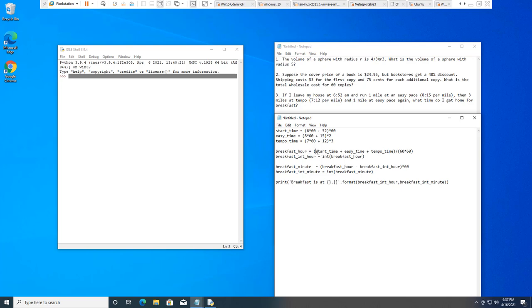My breakfast hour is my start time at 6 a.m., 52 minutes. I'm going to be adding my easy time and tempo time, and I'm going to be putting this in hours. So my first calculation is our time in hours. I'm going to be calculating my first and last run at an easy pace. I'm going to be calculating my fast pace. There's 3 of them. And again, I'm doing this in hours. I will be doing my calculation for my breakfast hour, start time, easy time, plus my tempo time, and then converting it by dividing it into minutes and hours.